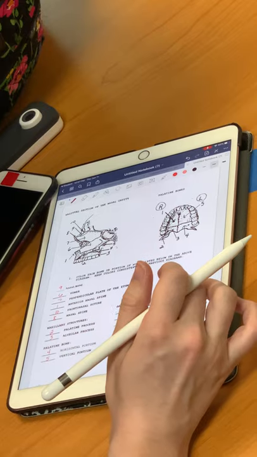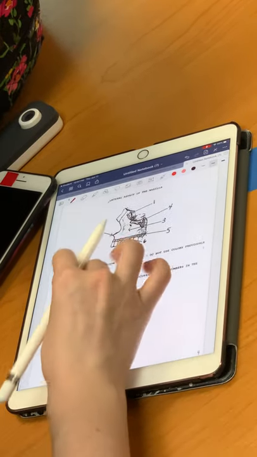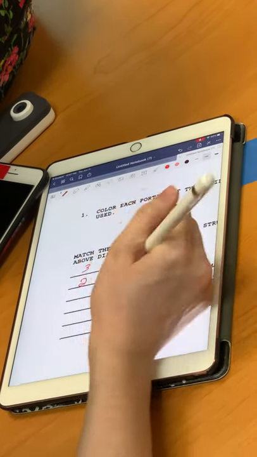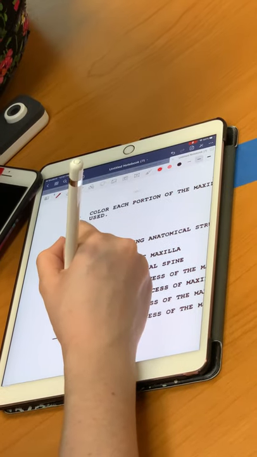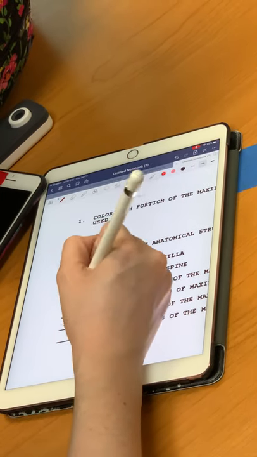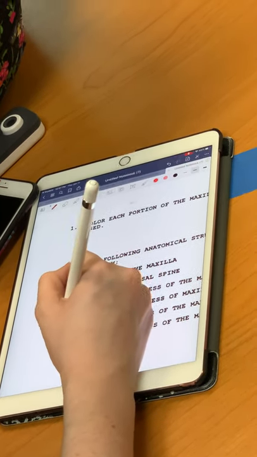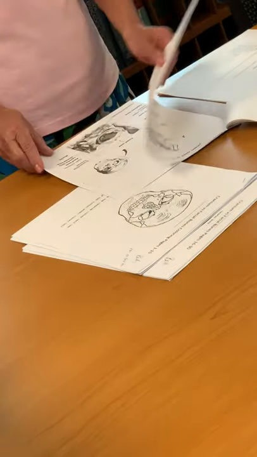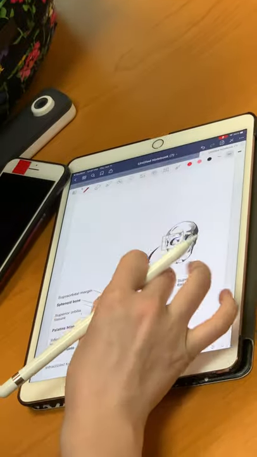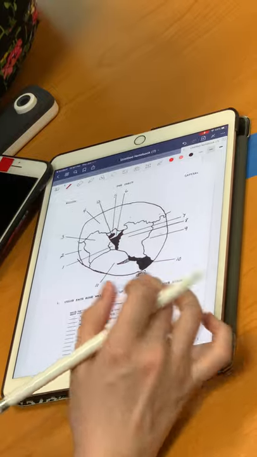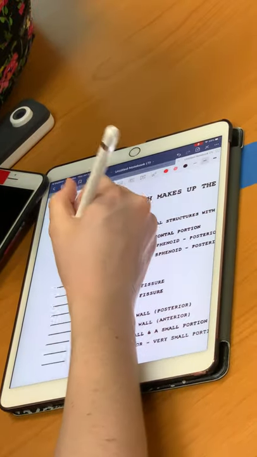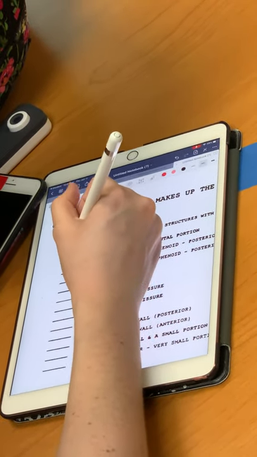Okay, page 4. 3 is the body, 2 is the anterior nasal spine, 5 is the palatine process of the maxilla, 4 is the zygomatic process, 1 is the frontal process, and 6 is the alveolar process. I think the rest are just pictures. Oh, no. The last one, page 7, that's the orbit.